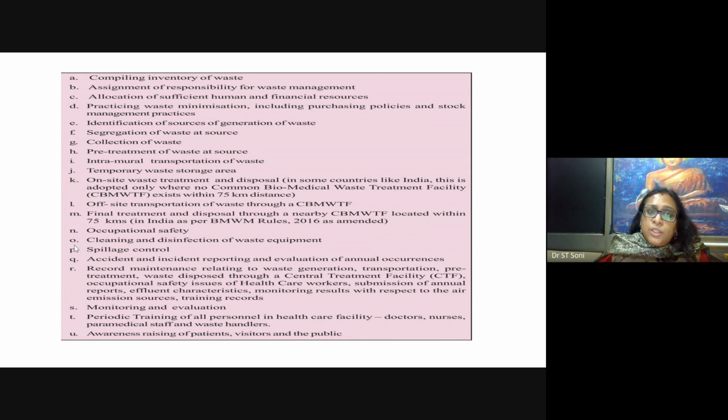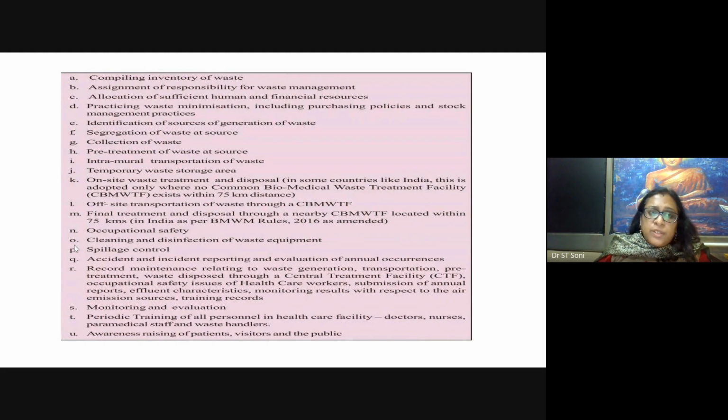Assigning the responsibility of waste management and allocation of human and financial resources is definitely very, very important. We are talking about biomedical waste, and you don't have the color coded bags. Just imagine what will happen. It is not the fault of your healthcare worker who is dealing with the waste. The management has to supply all these resources. Also, practicing waste minimization, including the purchasing policy and stock management practices.